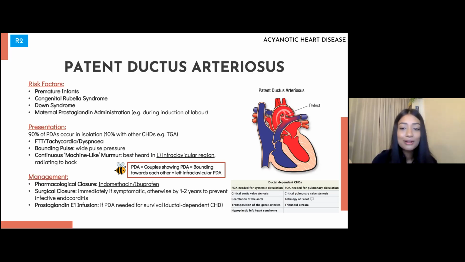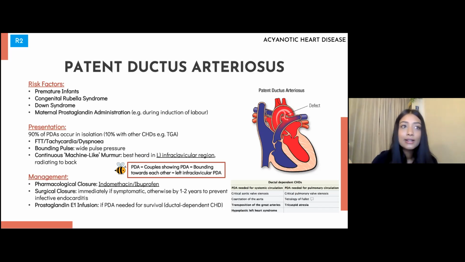So back again with the mnemonic. PDA can also stand for public displays of affection. So the way people will remember it sometimes is that the couple is bounding and running towards each other, and I don't know, PDA in the left infraclavicular region. We can't really unsee this buzzword once you think of it this way, but just think about how most other murmurs aren't really heard loudest in the left infraclavicular region. So it is quite indicative that it is PDA, as well as that machinery-like murmur is quite commonly seen.